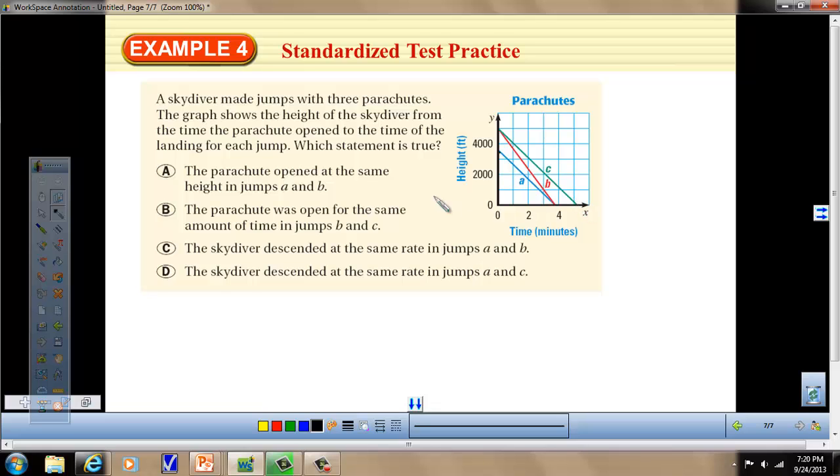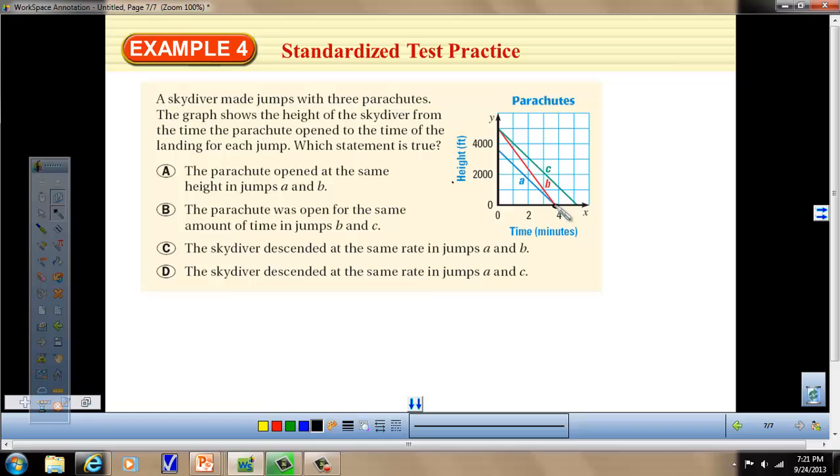So we want to know which statement here is true. It says the parachute opened at the same height in jumps A and B. Well, jump A opened here and jump B opened here, so that's not true. Then we look, the parachute was open for the same amount of time in jumps B and C.